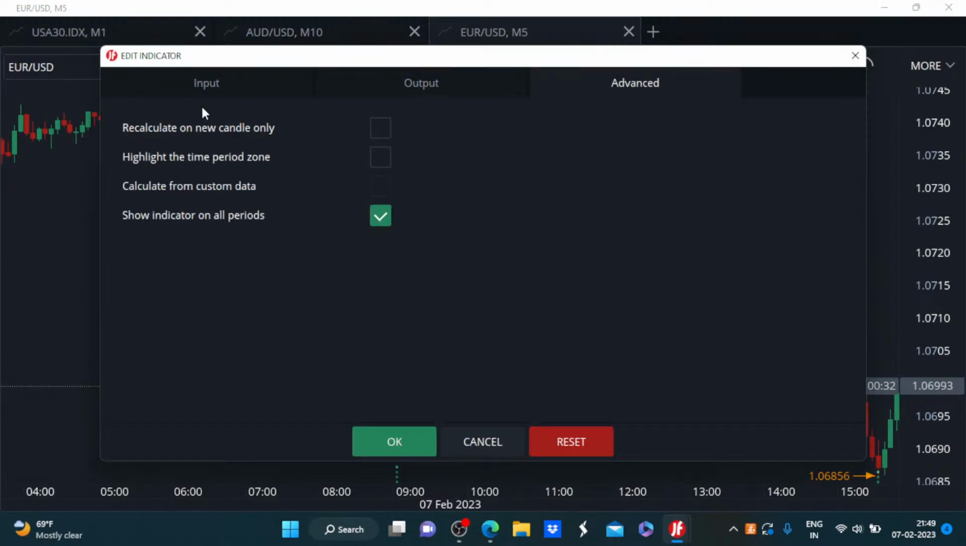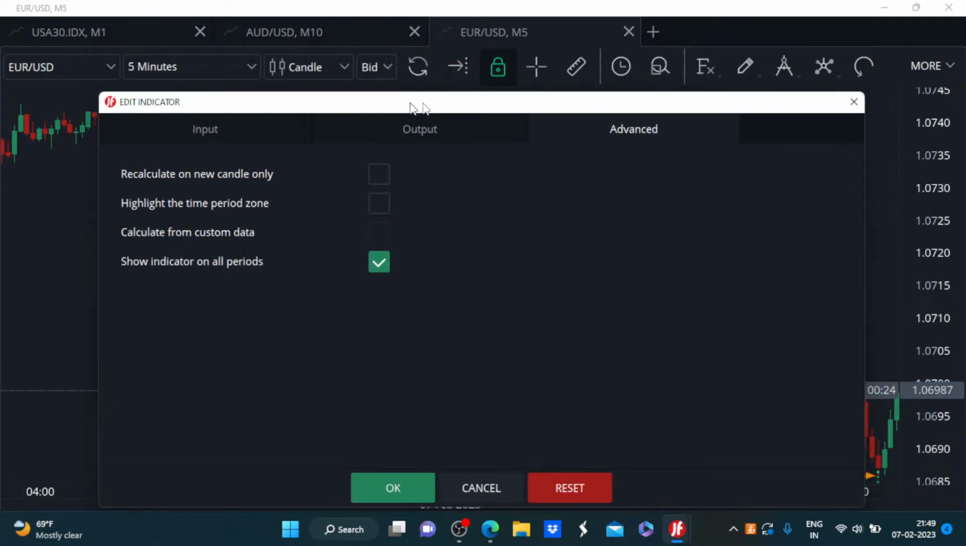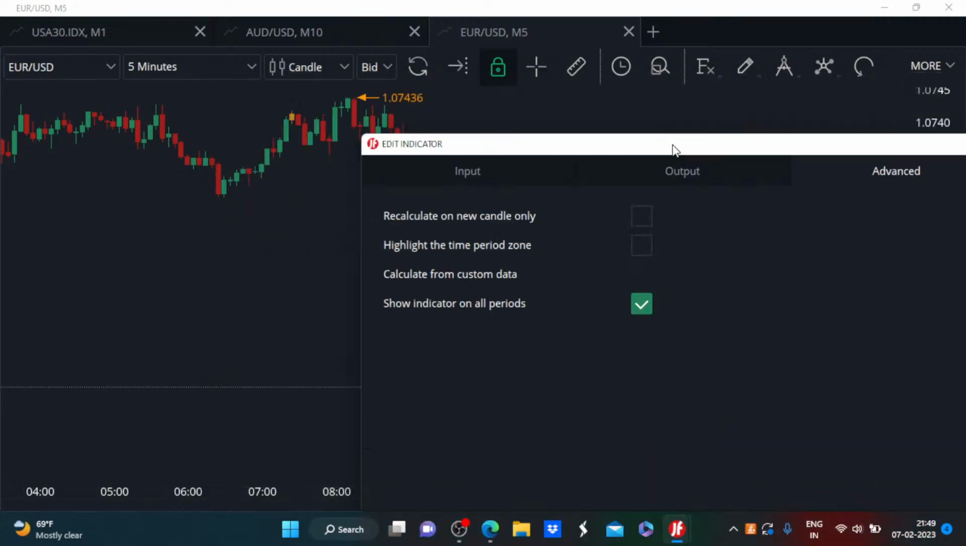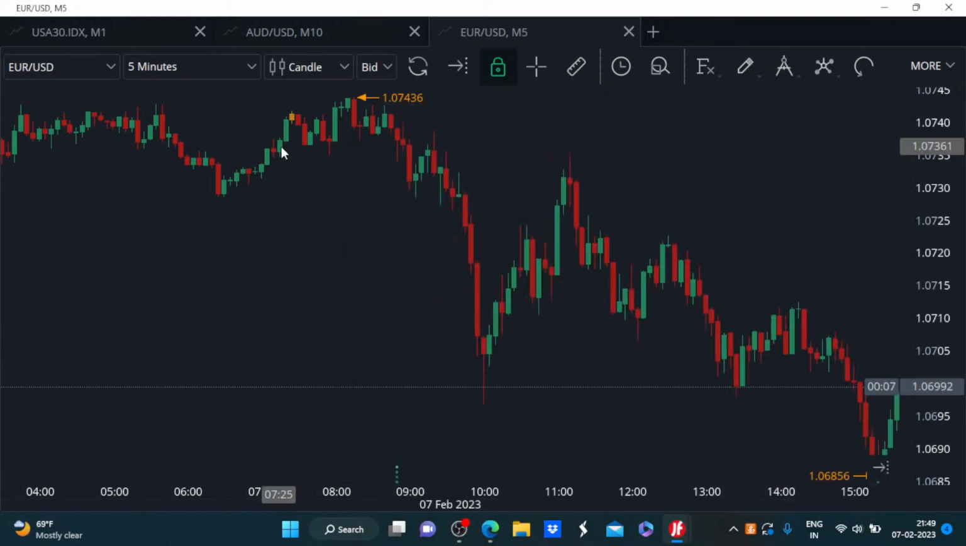Coming to the advanced editing options, recalculate on new candle only. This is one option you can try, but this is not going to make much difference as this formation is made up of three candles. So it will take shape only if the pattern appears after the successive candles meet the required criterion. Highlight the time period zone. The three candles will be highlighted. As this is the black theme, it is not looking that prominent.